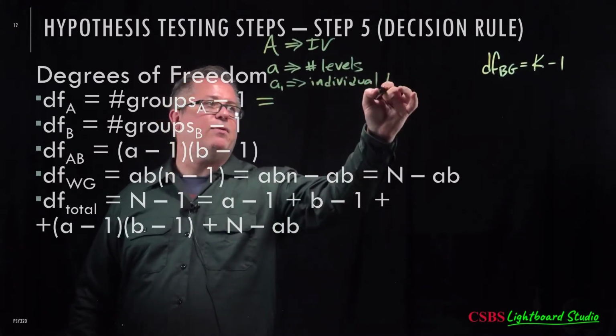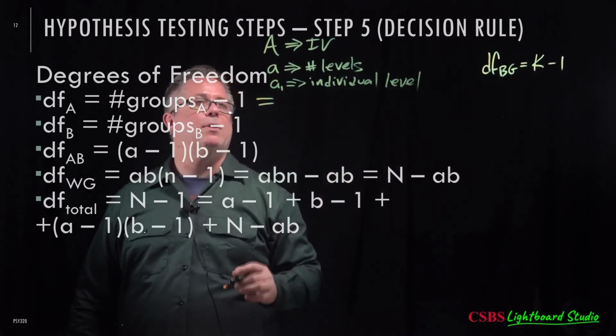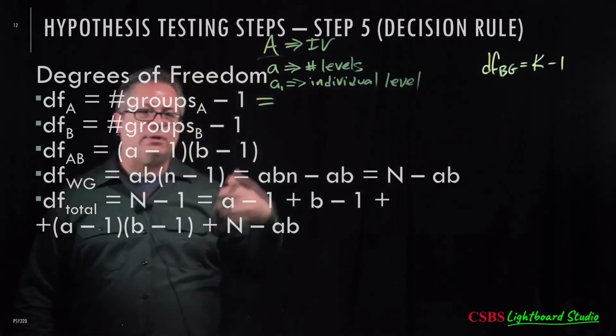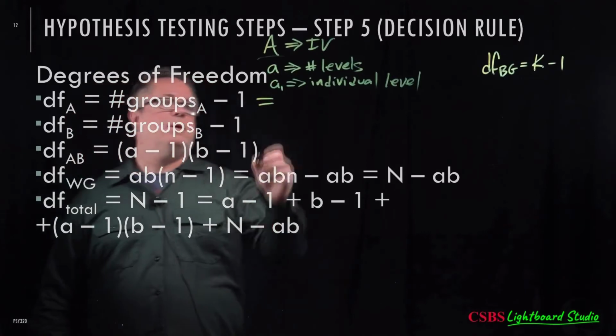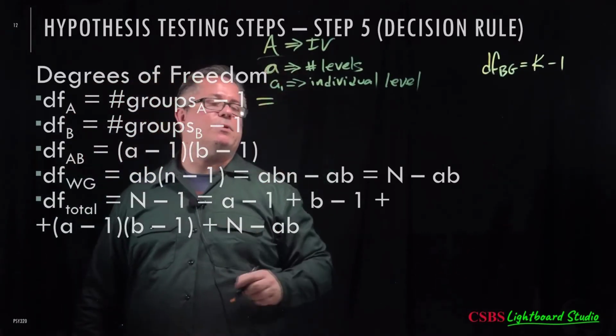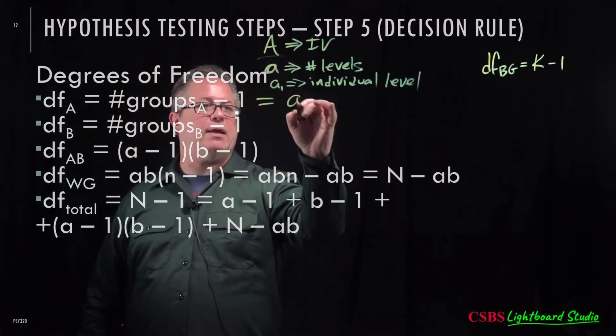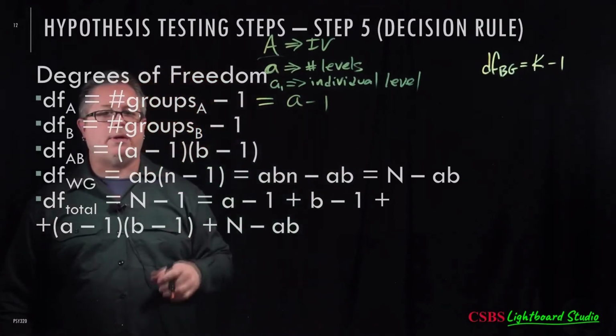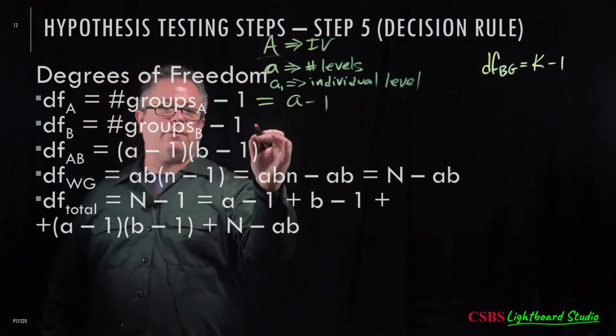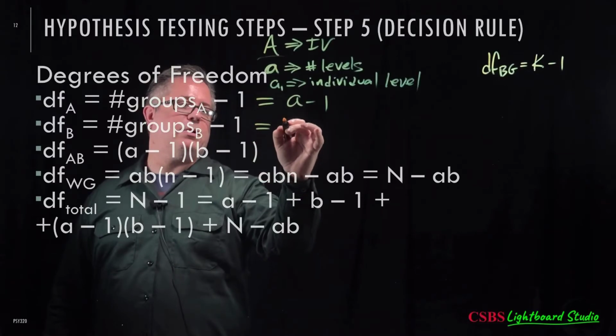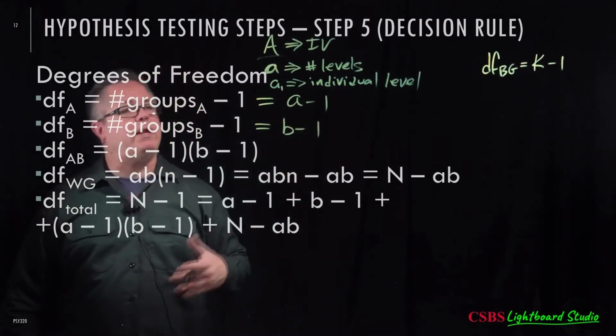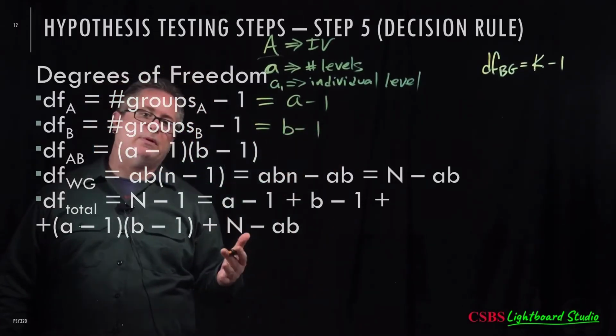One level out of all of them, right? So capital A refers generically to the IV. A is just the number of levels you might have, so I can rewrite this as just being A minus 1, the levels of A minus 1. This for B is simply B minus 1, because if A represents the levels of A, B represents the levels of B.